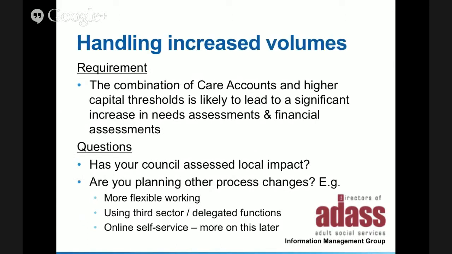And then the final slide, before we open this up for further discussion, is, of course, the impact of the care accounts and the change to the financial assessment means that there's going to be significant increase in volumes of both needs assessments and financial assessments. This does vary hugely depending on your local demographics and particularly the local house prices. So Surrey have got the most extreme issue where 80% of the people who have an eligible care and support need actually are self-funders.